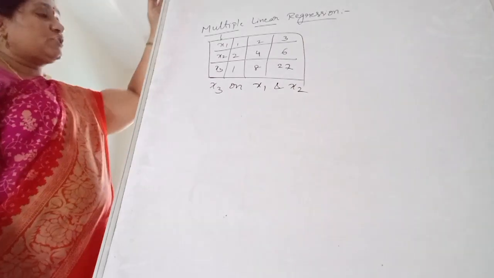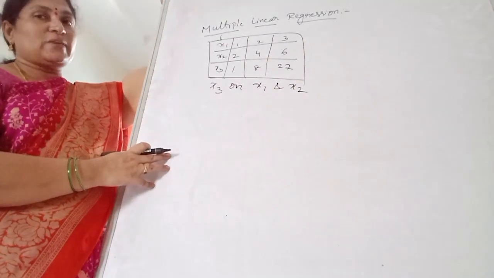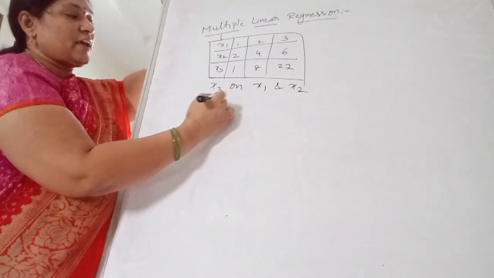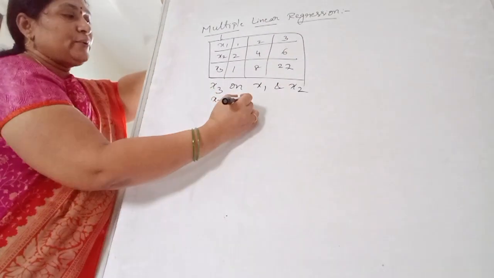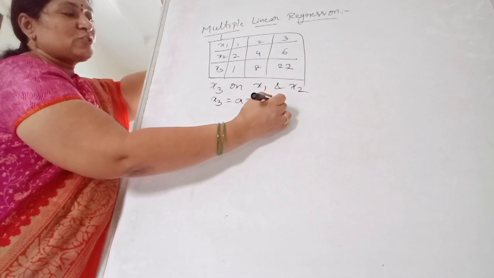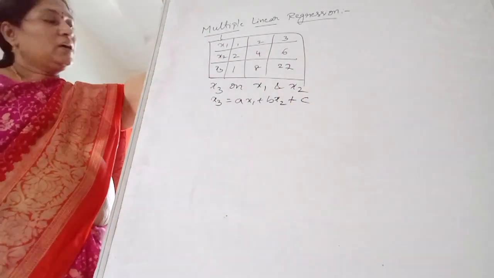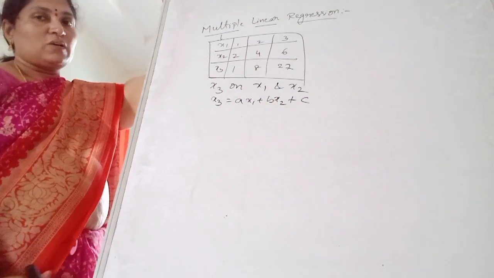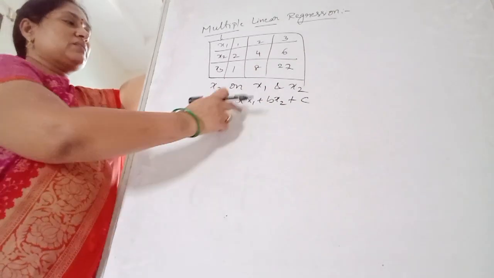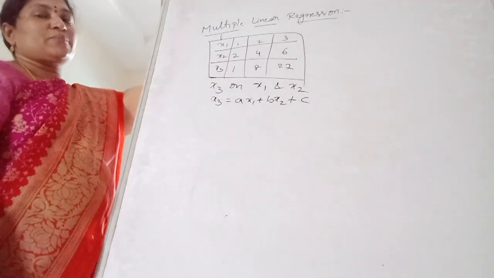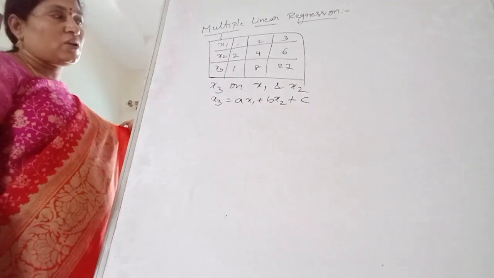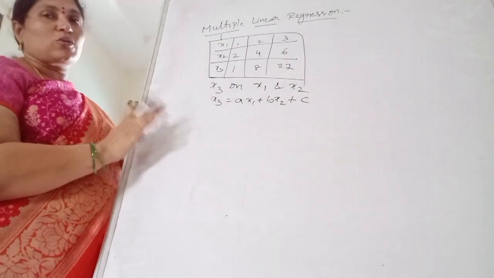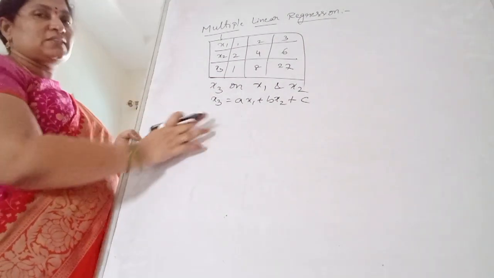What is the relationship between x1, x2 and x3? Here x3 is dependent on x1, x2. So we write this relation as x3 is equal to a into x1 plus b into x2 plus c. Here we have to find the values of a, b, c. After finding the values of a, b, c and then substituting these values here, that is the relationship between x1, x2, x3. Here first we take the normal equations. What are the normal equations for this relation?